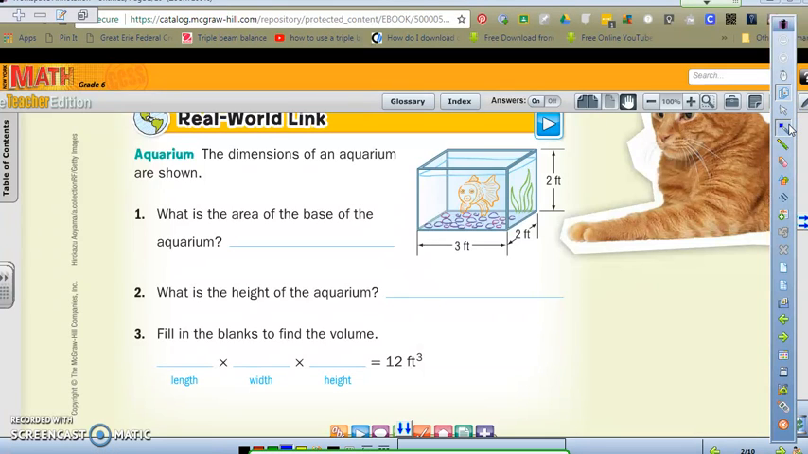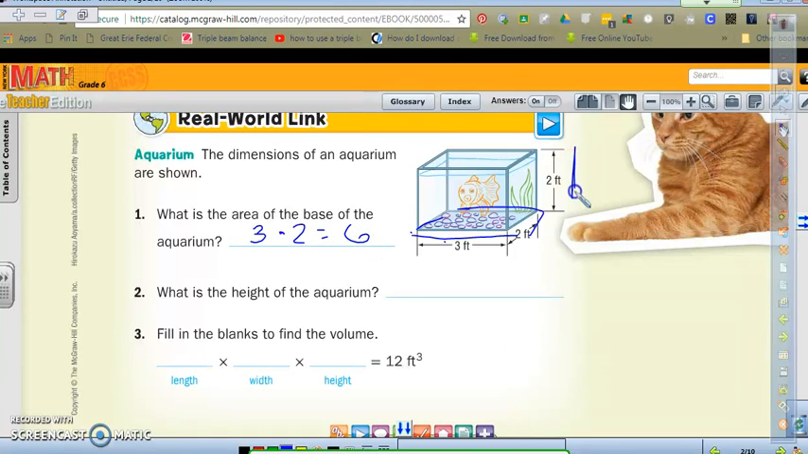So they're giving us an example of an aquarium. What they want us to do is look at the base, which is right here. What are the measurements of it? 3 and 2. So 3 times 2 is 6. What is the height of the aquarium? 2. Okay, so to find this, we're going to multiply our length, our width, and our height.